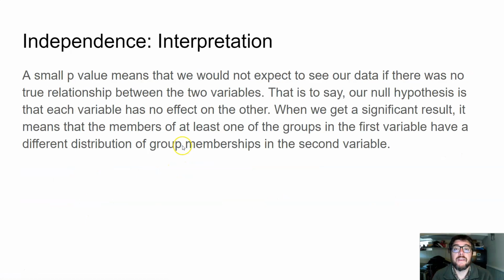So the null hypothesis in a chi-square test of independence is that there is no relationship between our two discrete variables, so that knowing something about whether you're left-handed or right-handed doesn't give you any information about whether that person is a catcher or not. And similarly, knowing something about whether someone is a catcher doesn't give you any information about whether they're left or right-handed.